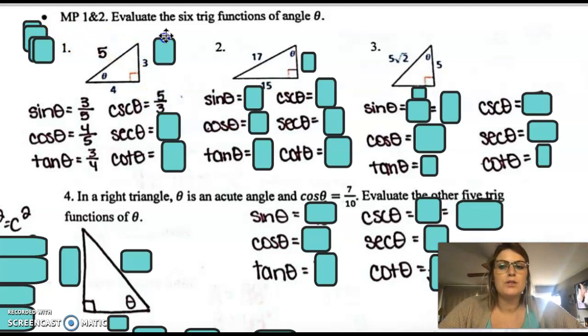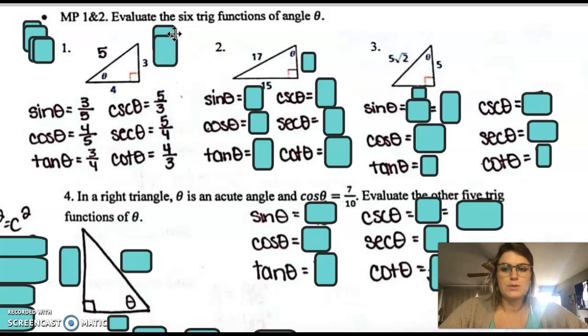Finding the other 3, we just flip them. You should get those. Okay, so pause again. Try number 2. When you do the Pythagorean theorem, you should get 8 as your other side.